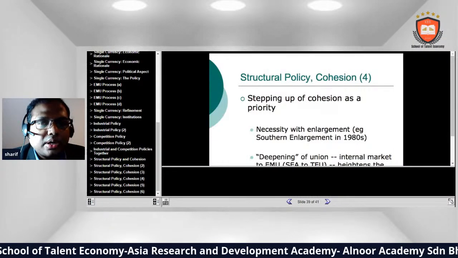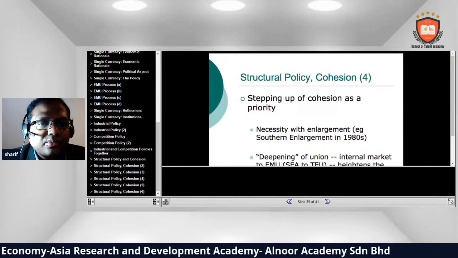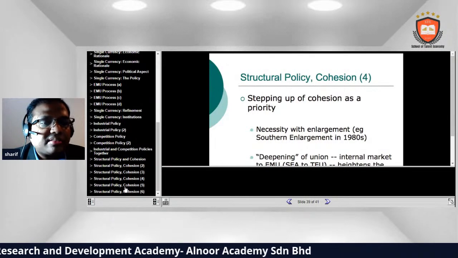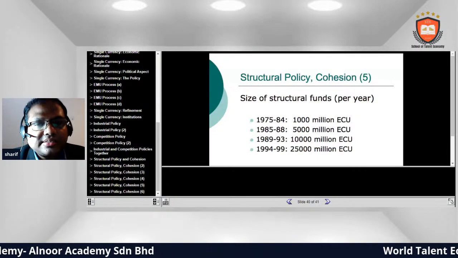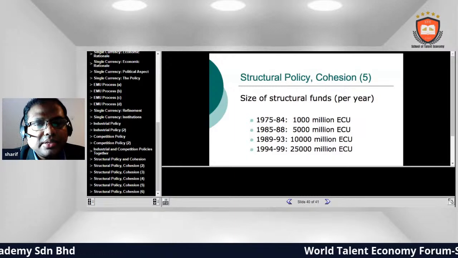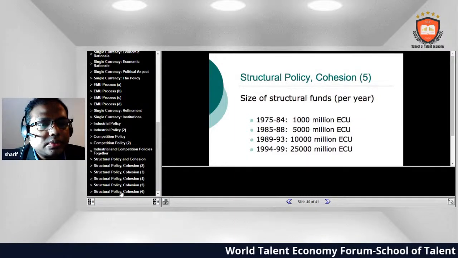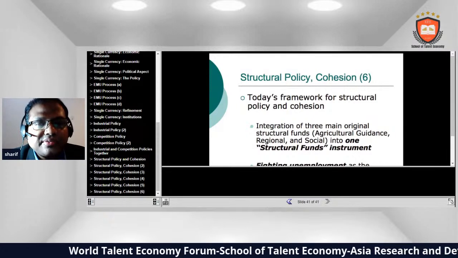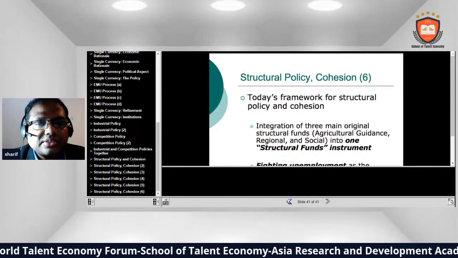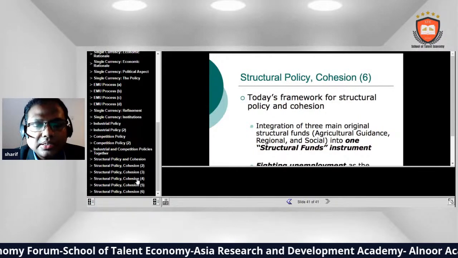Stepping up cohesion as a priority necessity with enlargement and deepening of the union, and the size of structural funds is around 2,500 million. So today the framework for structural or cohesion policy integrates the three main original structural funds into one structural fund instrument.